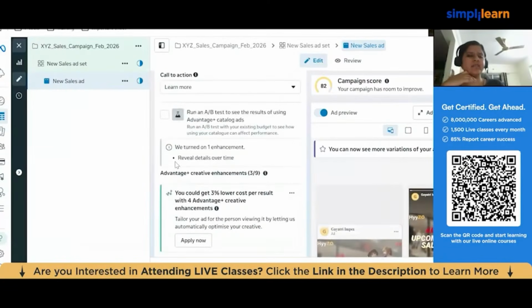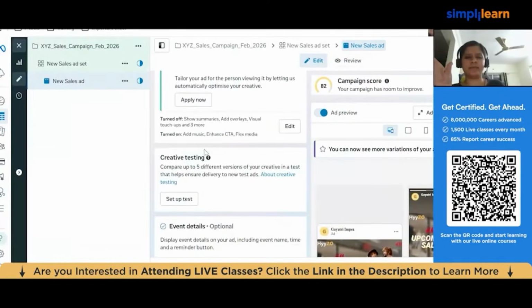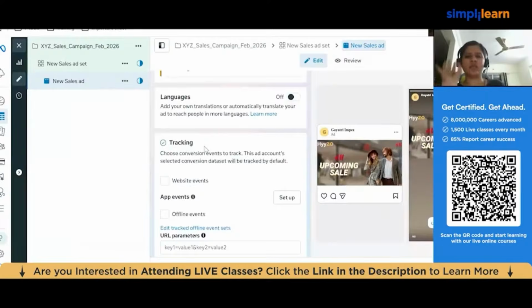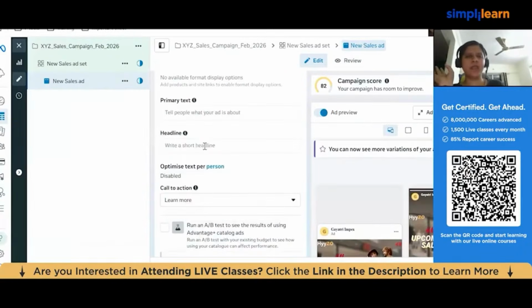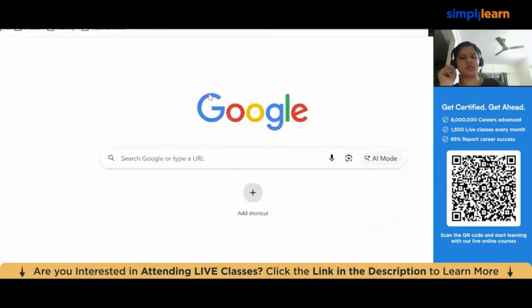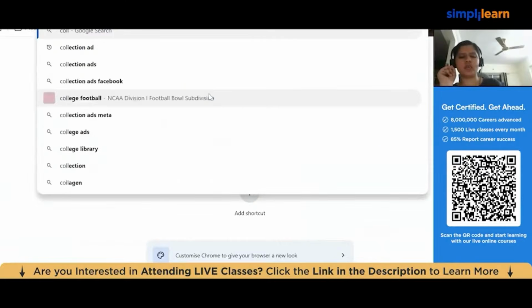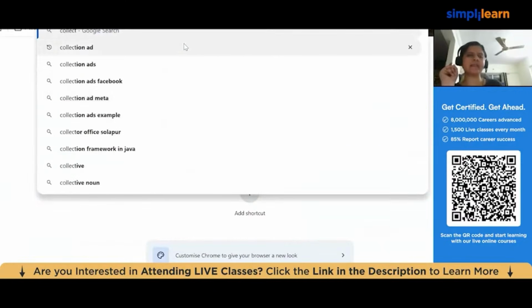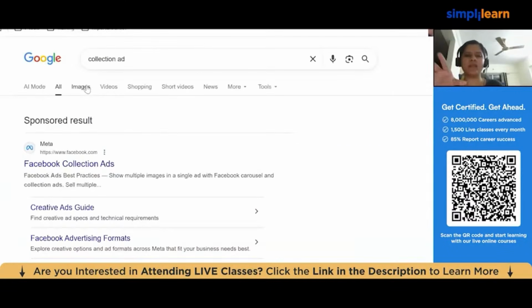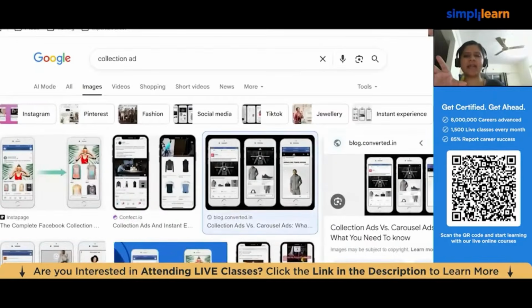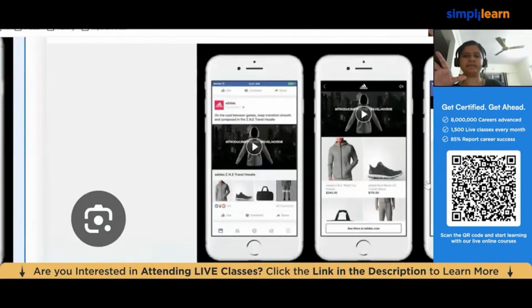This is how you create your ad. You don't have to do anything apart from that. There's also one more ad that we usually create. I'm not sure you have seen this ad or not. Ideally, this ad works wonders for e-commerce brands. This ad is called a collection ad. Let me just zoom in a little bit.